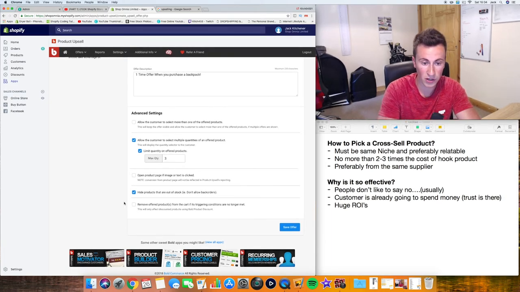Last one then, remove offered products from the cart if its triggering conditions are no longer met. So what this means is, for this example, we are using a backpack as the trigger and then a bracelet as the cross-sell. So if you don't want someone to get away with buying one without the other, then you would check this. So it stops people from saying yes to get the cross-sell offer, then going back to their cart, removing the backpack, and then just buying the bracelet. So if your cross-sell is offered at a highly discounted price that you can't afford to sell at unless they're buying that trigger product, then you want to leave this ticked.